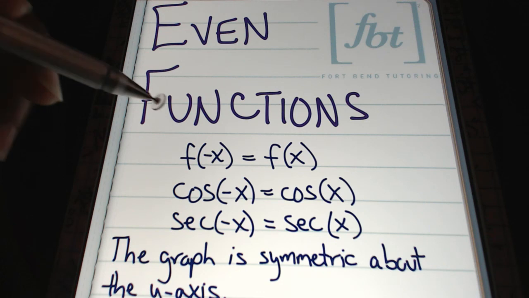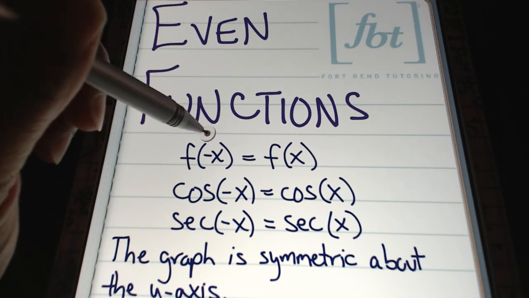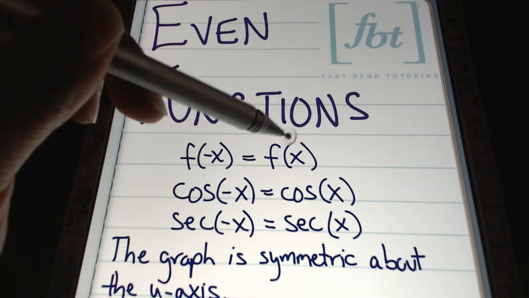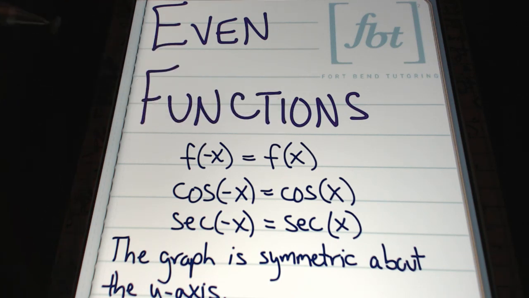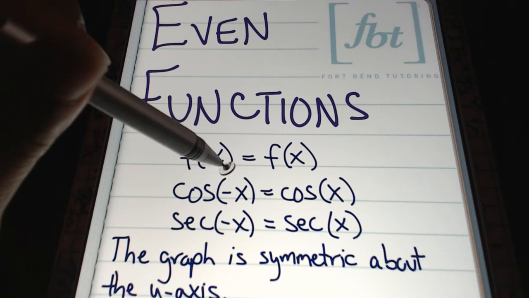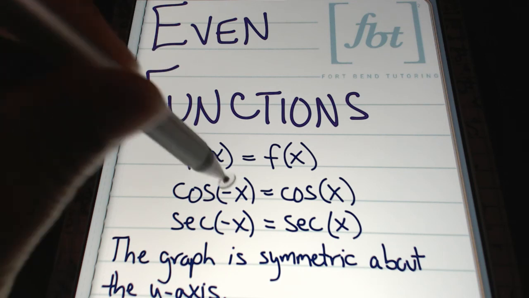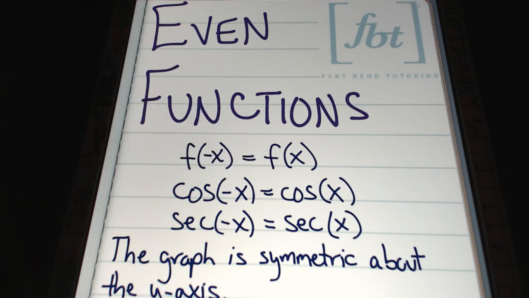So here we have our even function test, and it says that if you replace all the x's with negative x, and then when you simplify you end up with the original function, you have an even function. That's what you need to know. And just to give you some extra clues for identifying even functions, if you have the cosine function and you replace x with negative x, it will be equivalent to cosine of x, verifying that the cosine function itself is an even function.